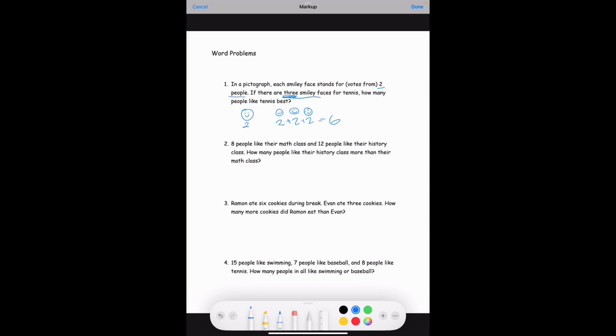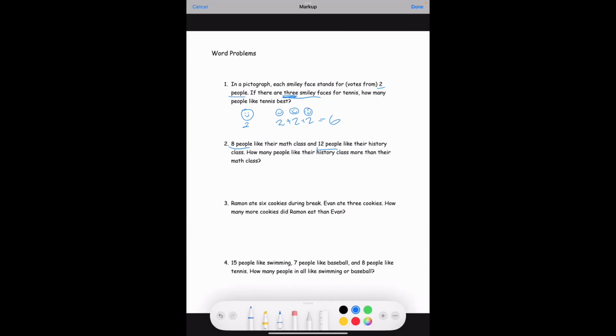Let's do number 2. 8 people like their math class, and 12 people like their history class. How many people like their history class more than their math class? So to find that, we're just going to subtract the 2 numbers. So 12 minus 8 equals 4. So 4 more people like their history class than their math class.